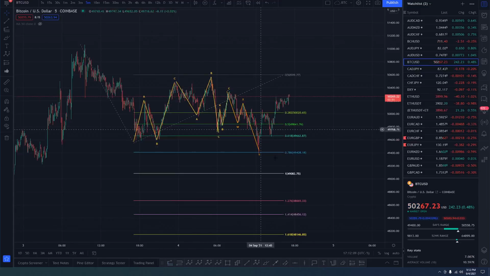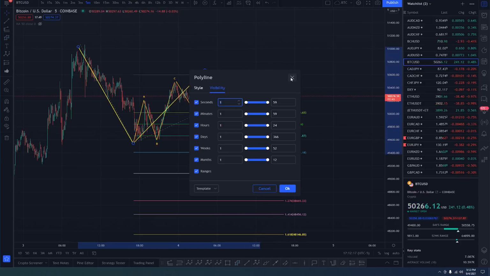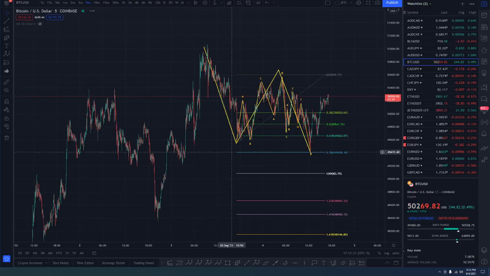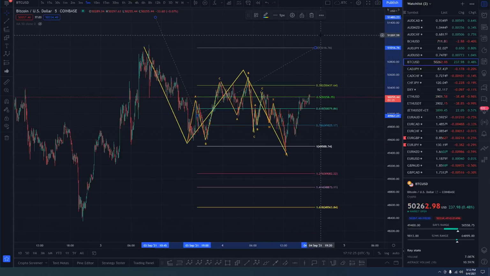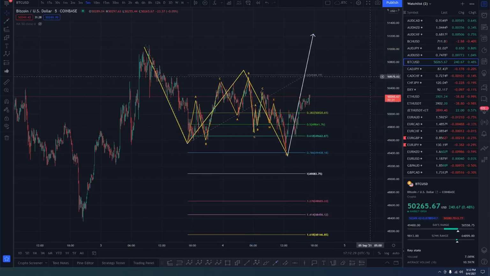I don't think this is A, B, C, and we're finished. And now we're going up. But let's at least consider that as a possible three-wave move that's finished, and we could be up. It's why it behooves you to be long right now. It's why I am currently long.